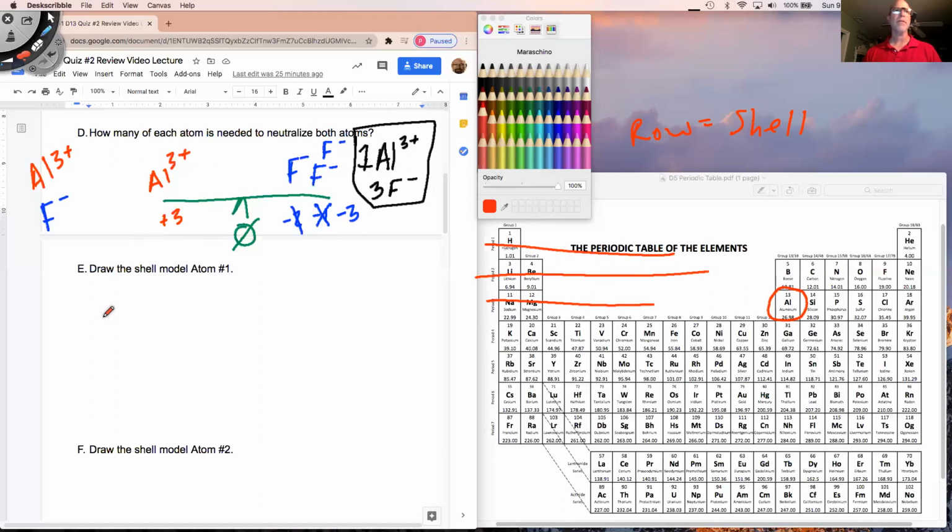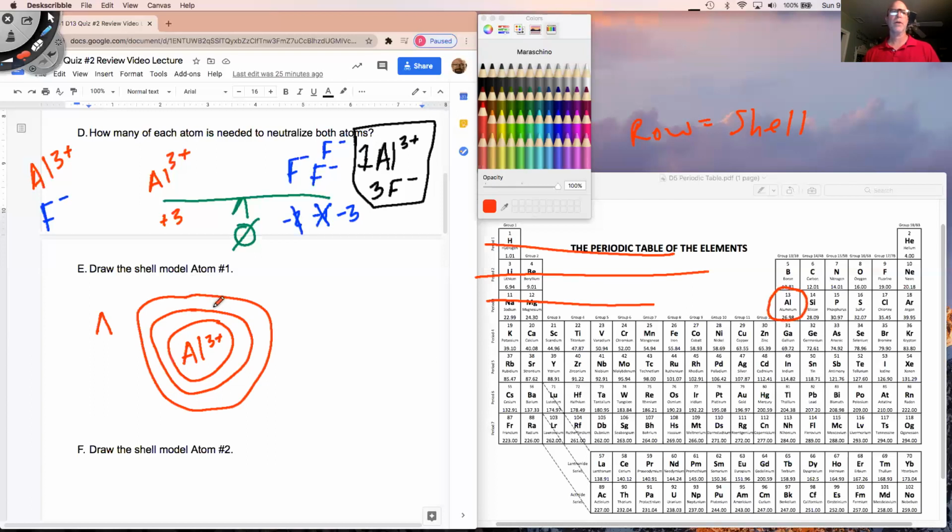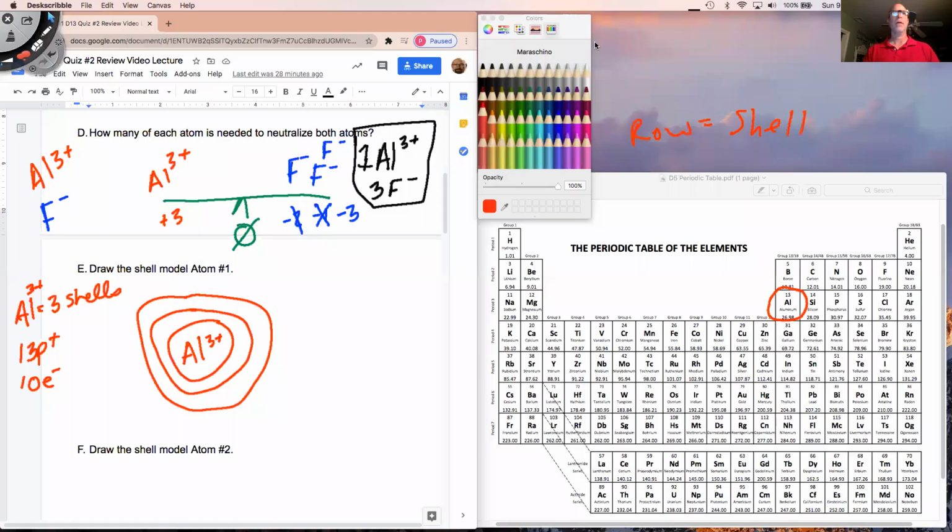So we're going to have to write, that's probably not a good spot, I'll erase that in just a second. There's Al3+. And then we say, well, we need our 3 shells going around this aluminum. So the information we had from before, we had 13 protons and 10 electrons. So we know we need 10 electrons. And we know that we have 3 shells because we had shell number 1, 2, and 3.